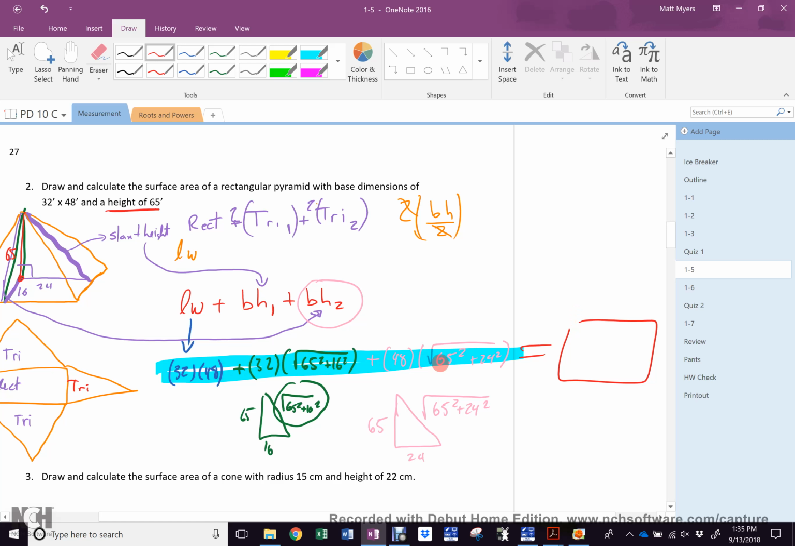Unfortunately, in every other course that you were doing calculations for, you need an answer, don't you? Right? If you were going to paint this pyramid, you need an actual number. You cannot go to Home Depot and say, hey man, I need 32 by 48 plus 32 times the square root of 65 squared plus 16 squared plus 48 times the square root of 65 squared plus 24 squared square feet of paint. Can you? No. Does everybody understand where I am going with this?